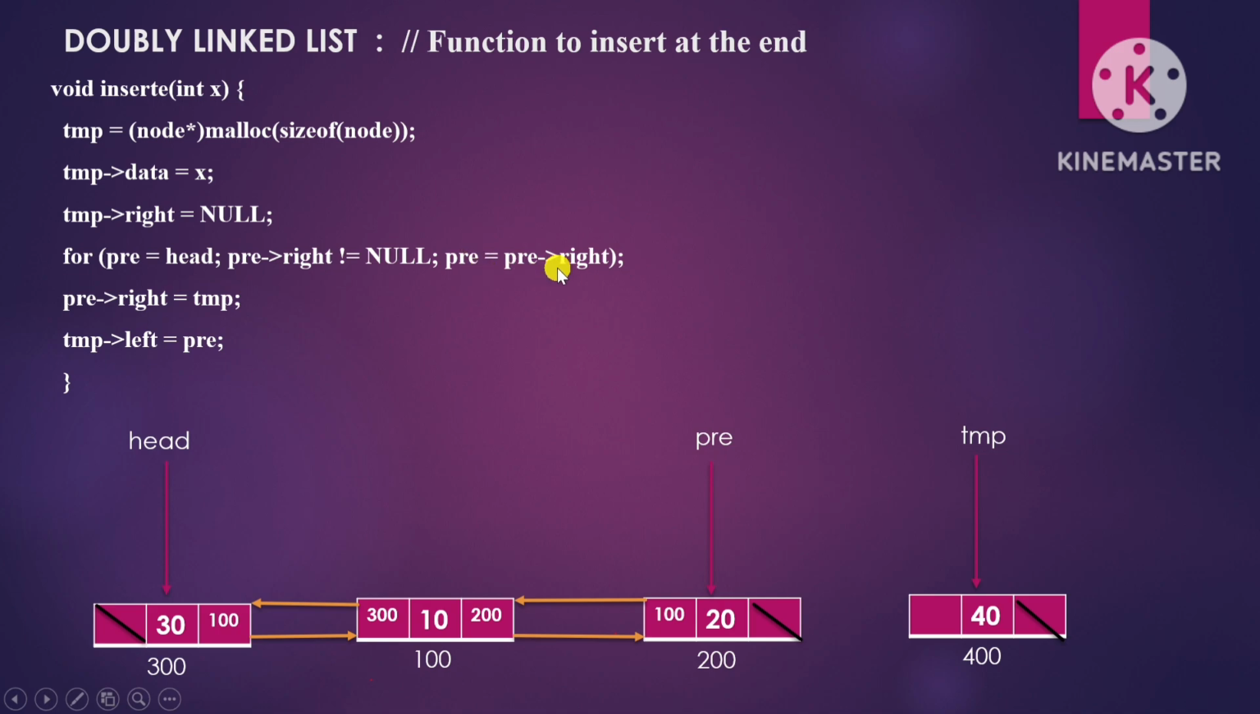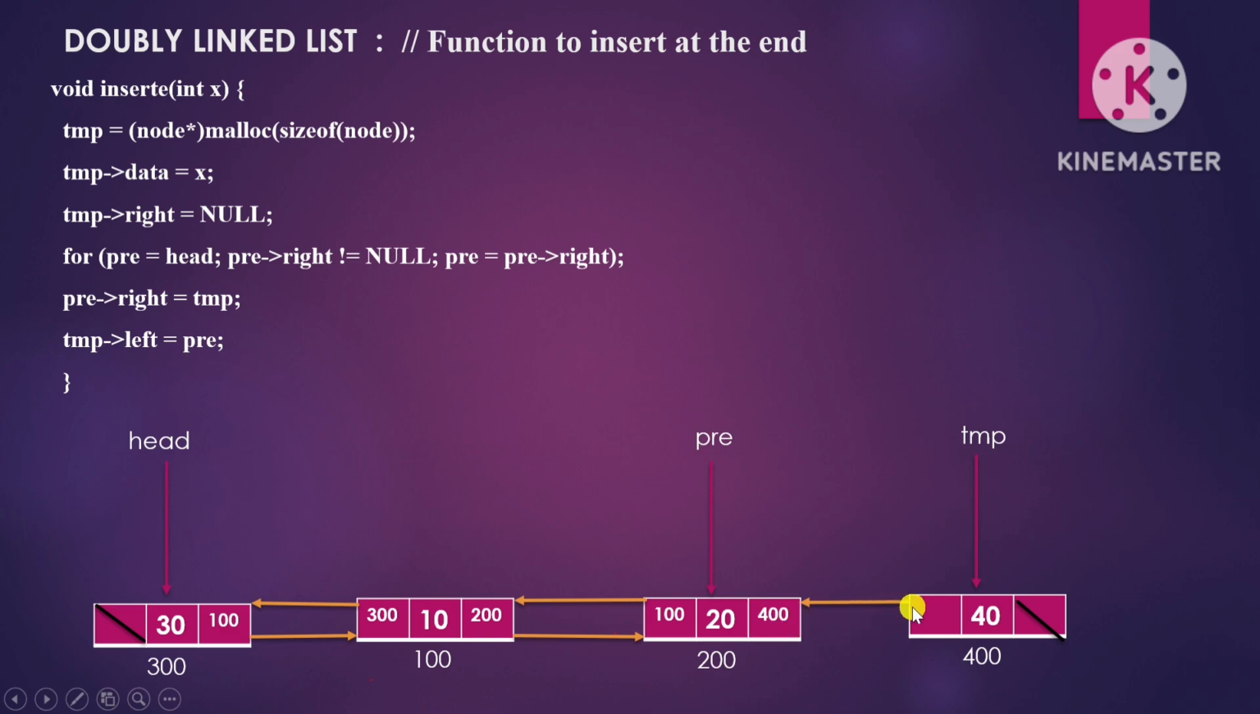So again pre equal to pre right. Pre right is null. So here null is equal to null, so null is not equal to null is false. The condition becomes false, the else part comes, and we have reached the last node. In pre's right I am going to store this temp, 400. 400 is stored in pre's right.